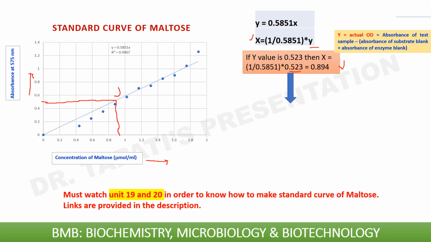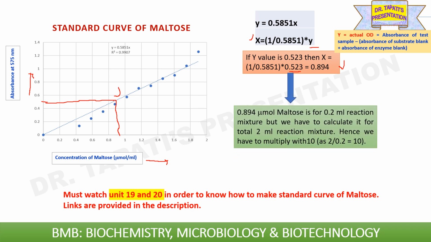Now this 0.894 micromole maltose is for 0.2 ml reaction mixture, but we have to calculate it for the total 2 ml reaction mixture. Therefore, we have to multiply the value by 10, because the total reaction mixture is 2 ml, that is 2 divided by 0.2, which is equal to 10.